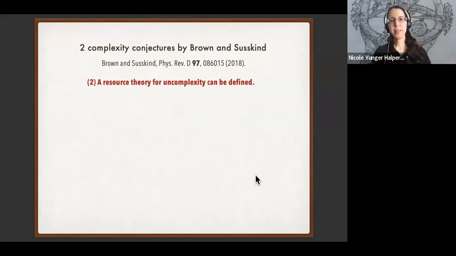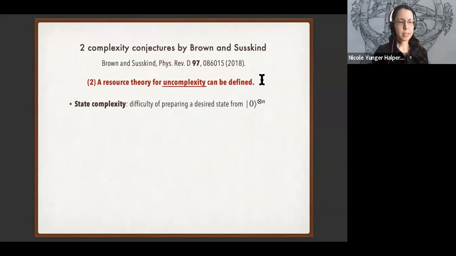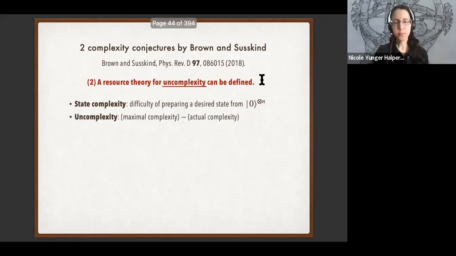Second, they posited that one can define a resource theory for uncomplexity. This line contains a few pieces of jargon, so let's break them down. What do I mean by uncomplexity? Well, let's shift from thinking about just the complexity of unitaries to the complexity of quantum states. Let's say that a state's complexity is the difficulty, something sort of like the number of gates needed to prepare that state from a simple tensor product. The uncomplexity is the maximum possible complexity minus the actual complexity, a gap.